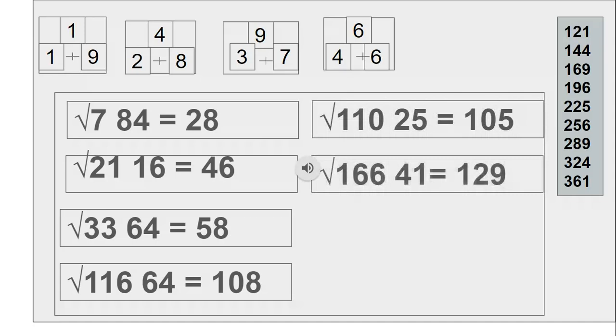So 12 squared is 144. Now 12 into 13, how to find it? 2 3s are 6, 2 plus 3 is 5, so 156. So 156 is smaller than 166, isn't it? So the bigger number we will take: 129.